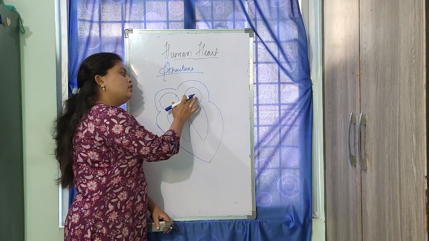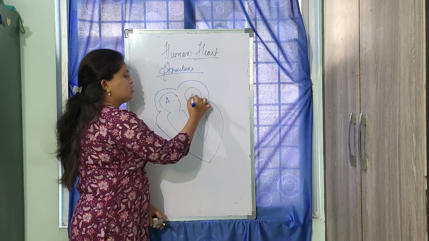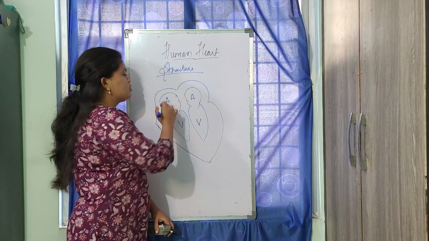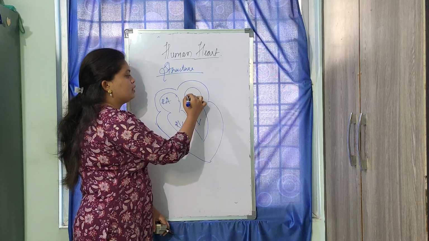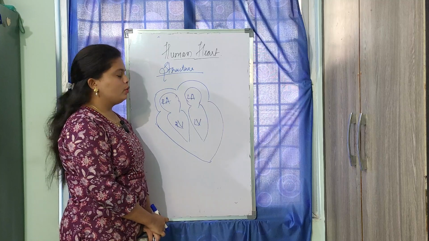So as you can see, these are the four chambers. These are auricles, these are ventricles. There are two sides, left and right. This one is the right auricle, this one is the right ventricle, this one is the left auricle, this is the left ventricle.